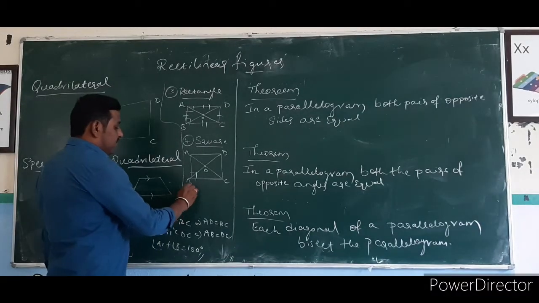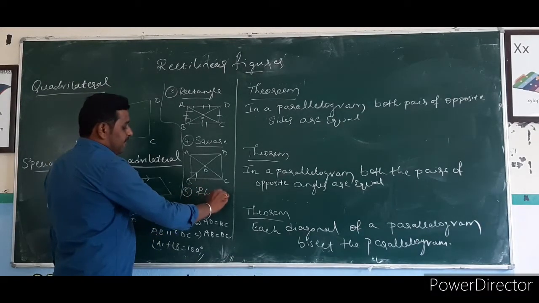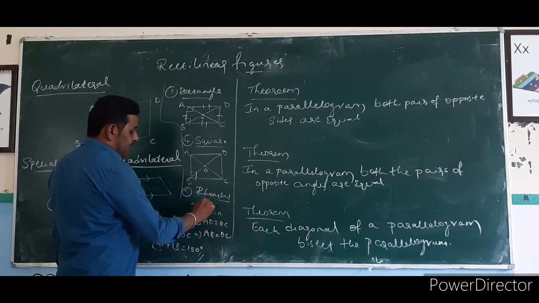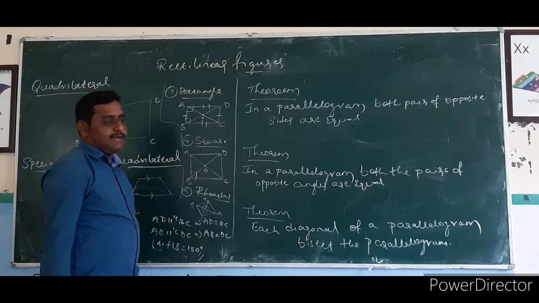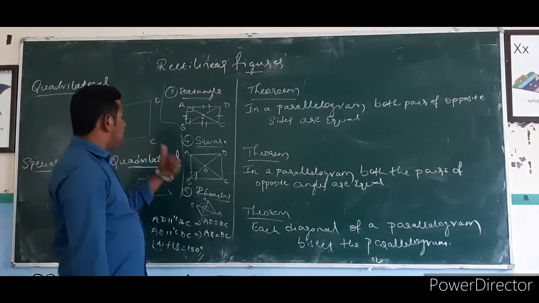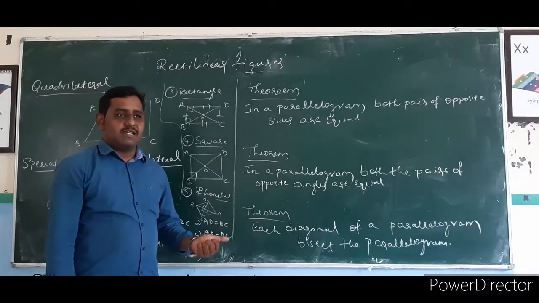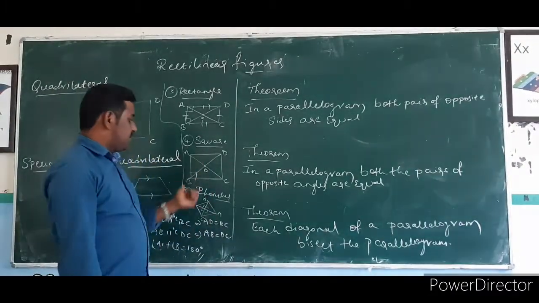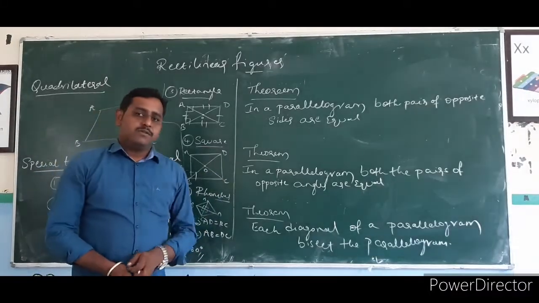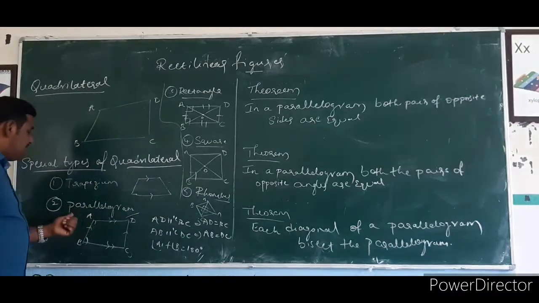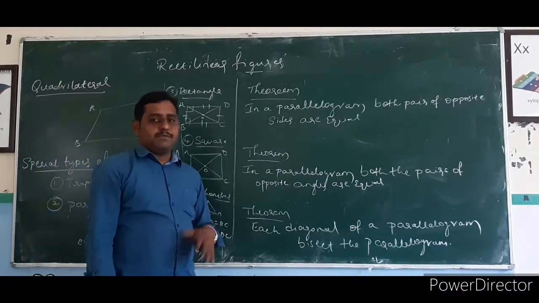And the last one, rhombus. Rhombus is also a special type of quadrilateral. All four sides are equal, and the diagonals intersect at one point at 90 degrees. You know all the salient features of the special types of quadrilateral, learned in earlier classes. Once you glance at this, we will go to the theory part of the special type of quadrilateral, that is parallelogram. So first one is parallelogram.